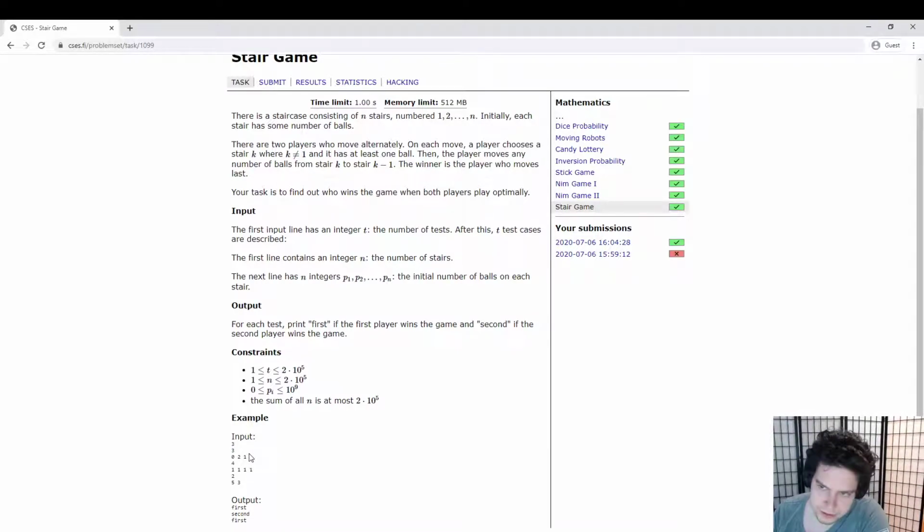So the solution is that we XOR together all of the even stair sizes. Now it's just NIM on the even stair sizes, and we apply the solution for NIM that we learned two videos ago: we XOR together all those numbers, and if that's 0, then the second player wins, and otherwise the first player wins. Here we just have 2, the XOR of 2 is just 2, so the first player wins, that's not 0. Here we have 1 and 1, XOR together to 0, so the second player wins, and here we have 3, XOR to 3, so the first player wins.